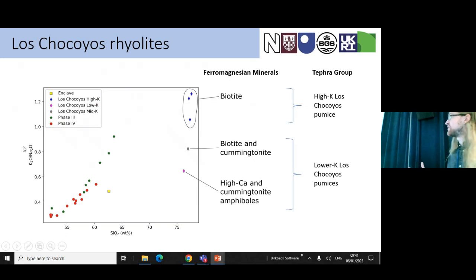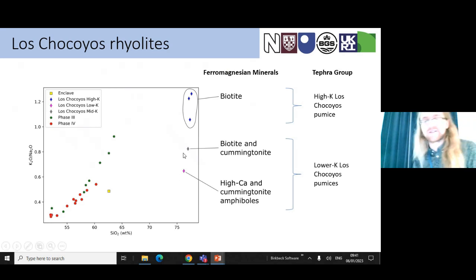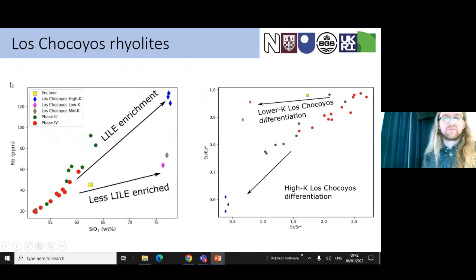With that in mind, we can move on to how the Lostricoios rhyolites came about. And so I've included the pumices on the plot, as well as the stratovolcano lavas and the enclave. And we see at least three rhyolites. These are the biotite-bearing high potassium rhyolites, and then a biotite and cummingtonite-bearing intermediate potassium rhyolite, and finally the low potassium rhyolite, which has both high calcium and cummingtonite amphiboles.